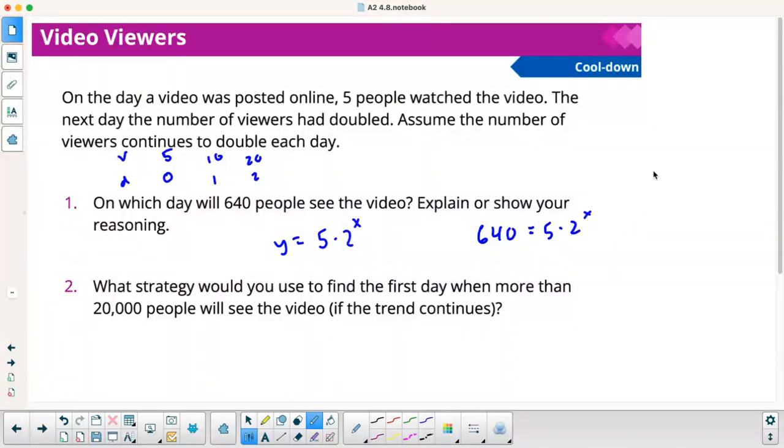So I'm just going to start plugging in numbers. 5 times 2 to the 8th. Too much. 5 times 2 to the 6th. 320. So it's between 6 and 8. 5 times 2 to the 7th, 640.